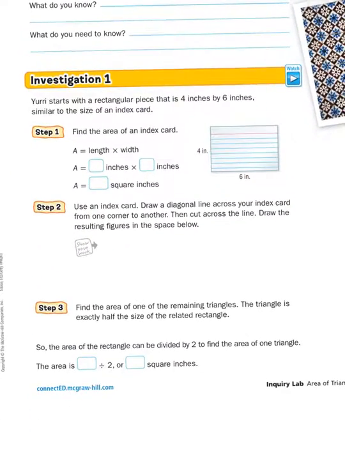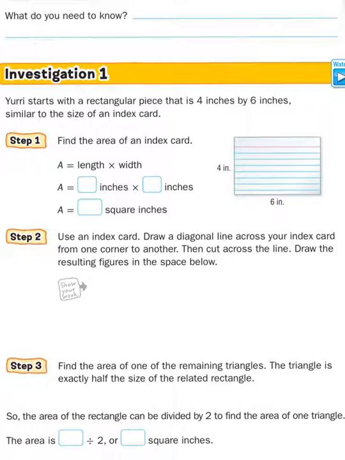In investigation 1, it says, Yuri starts with a rectangular piece that is 4 inches by 6 inches, similar to the size of an index card. So here's your rectangular index card, which is also a parallelogram. It's 4 inches, 6 inches. Now, to find the area of that, you would just do length times width, or base times height. The area is 6 inches by 4 inches, which is 24 square inches. That's easy. You probably did that in 3rd grade. But now, how is that related to a triangle?